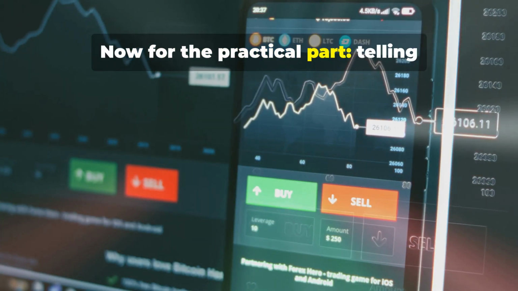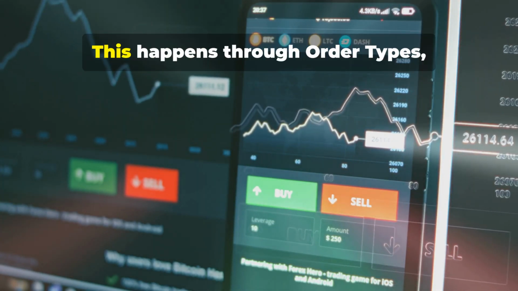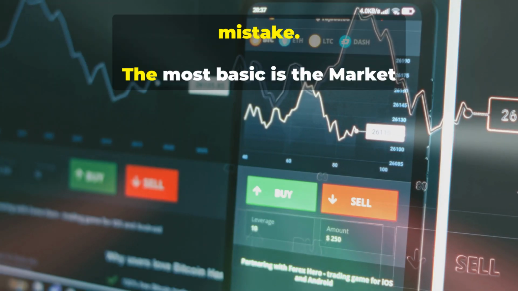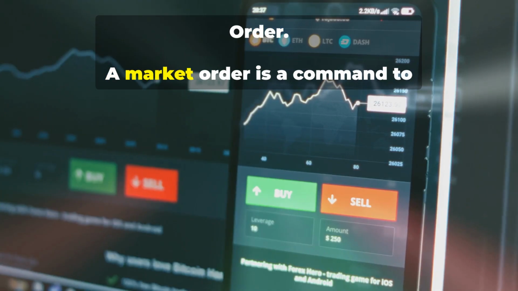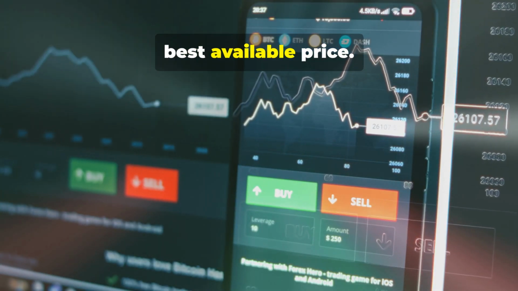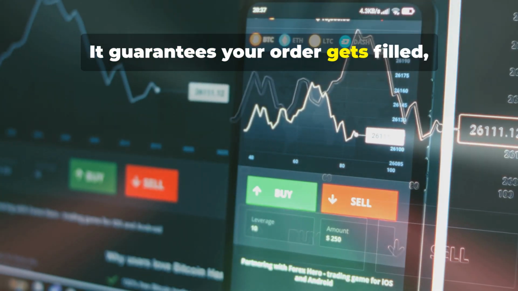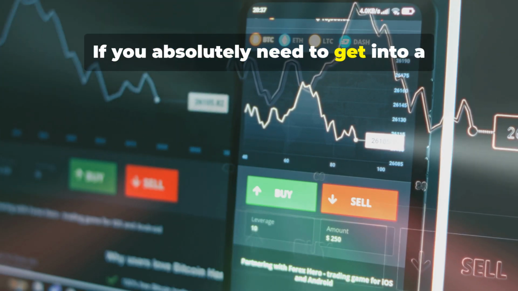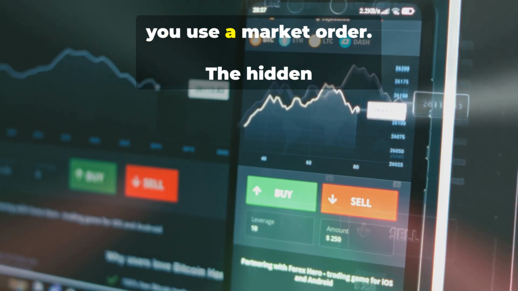Now for the practical part, telling your broker what to do. This happens through order types, and using the wrong one can be a costly mistake. The most basic is the market order. A market order is a command to buy or sell a stock immediately at the best available price. It guarantees your order gets filled, but it does not guarantee the price. If you absolutely need to get into a trade right now, you use a market order.